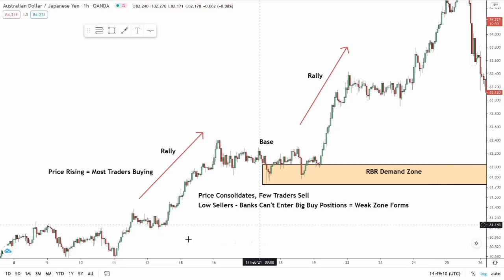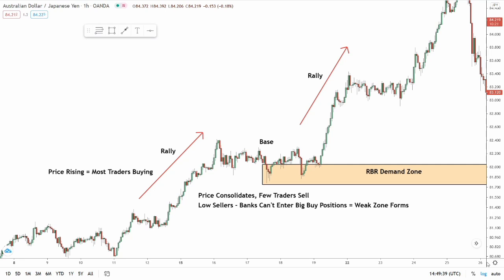Being a rally-based rally, this demand formed after price had already risen. Since price is rising, most traders are buying. So when price retraces slightly, few traders sell because overall the market is moving higher. Nobody wants to sell due to the rise. With only a few traders selling, the banks haven't got many sells to match with their buy positions, meaning they can only buy a small amount to push price higher. As a result, the demand zone isn't that strong. It's formed due to the banks only buying a tiny amount.